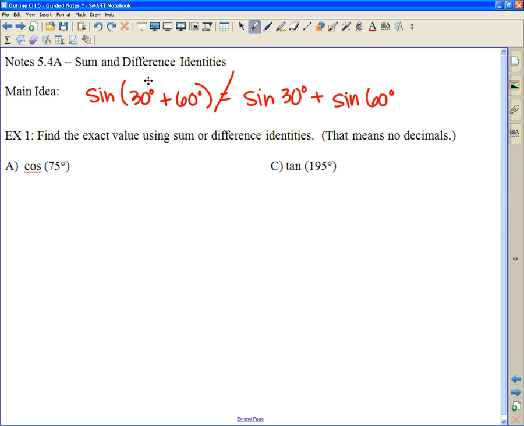So you guys know that the sine of 30 plus 60 is really the sine of 90 degrees. And you guys know what that is. That's 1. Well, is that equal to the sine of 30, which is 1/2, plus the sine of 60, which is root 3 over 2? We're not going to get 2 over 2 there. So that is what we're saying. The main idea is that you cannot distribute a function. Okay? So find the exact value using sum or difference identities. Exact value means that we are using no decimals.